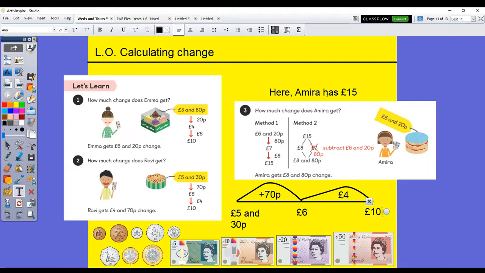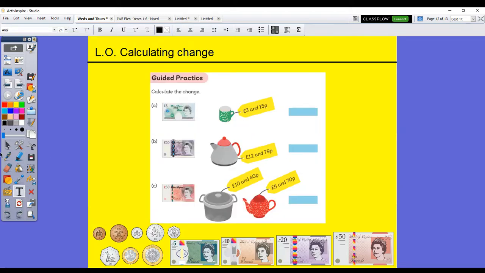Here, Amira has £15. How much change does she get? So we have two methods here. The method that we've been working on, okay? Another method they've done is she subtracted £6 and 20 pence from £15. Okay, so she's done £15, take away £6 and 20 pence, you'll get £8 and 80 pence. Okay, that's another method that you could use. So she started with the total. So we're going to calculate the change.